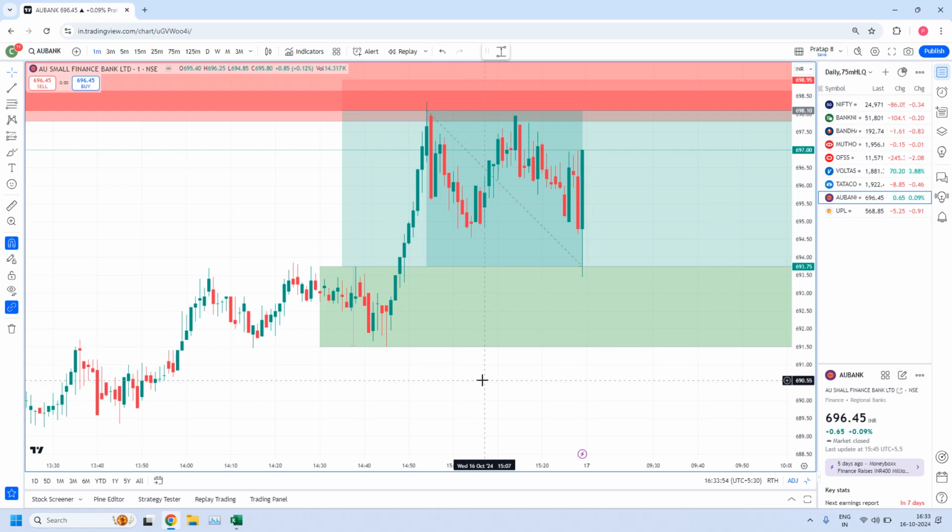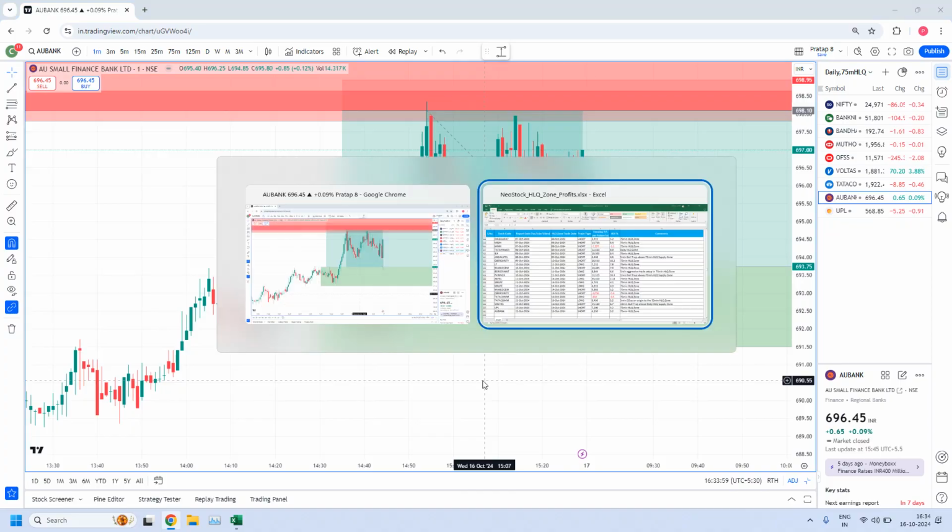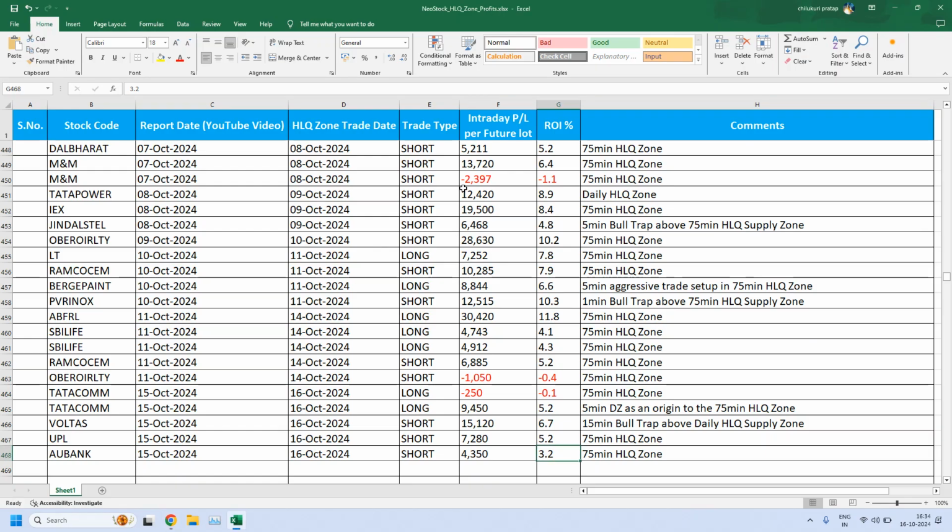Here the point you should understand is how our high liquidity zones are working. What is the success rate? See here. From 7th to 15th October, we have only 3 stopped out trades. Strictly speaking, this Tata Communication is not really a stopped out trade, because in the pro gap it reached, people would have exited. At least they might have got a small profit, maybe 500 or 600 rupees. Still, why am I registering this as a stopped out trade?